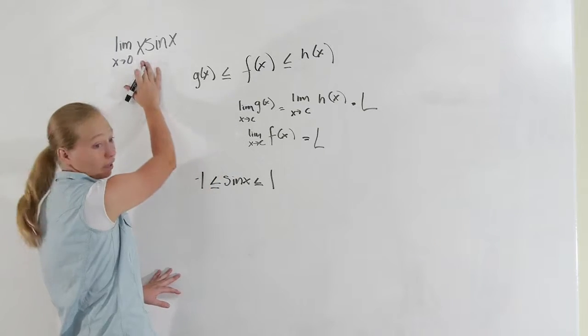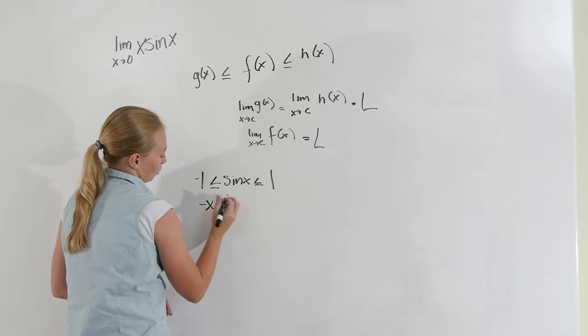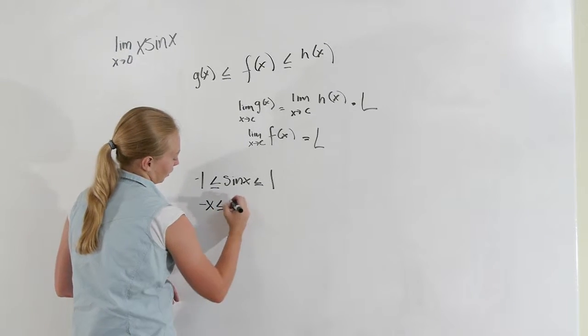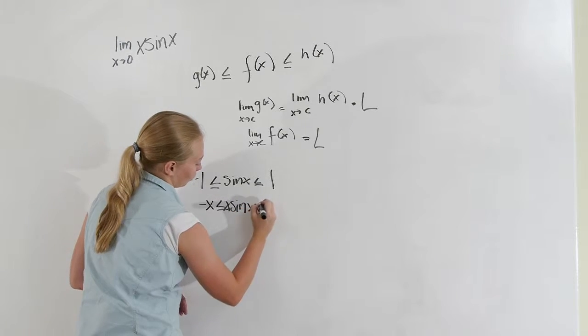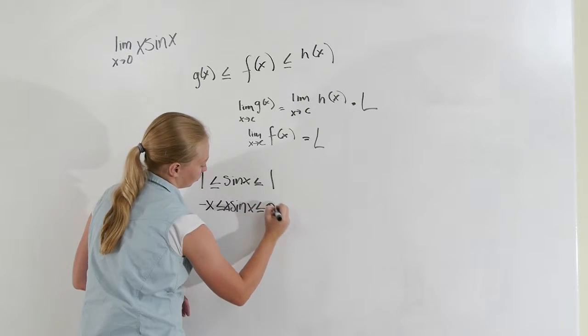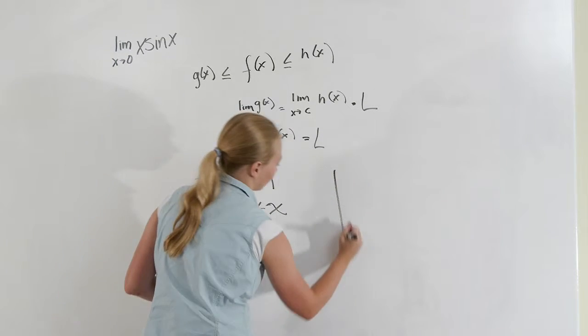But to make it look like x sine of x, we have to multiply each portion by x. So negative x is less than or equal to x sine of x, which is less than or equal to x.